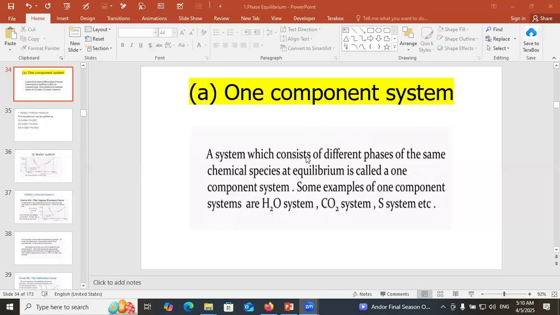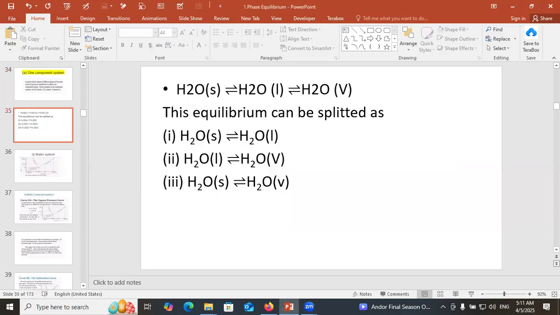Hello, one component system. A system which consists of different phases of the same chemical species at equilibrium is called a one component system. Some examples of one component systems are the water system, carbon dioxide system, sulfur system, etc. For example, water: solid, liquid, vapor. This equilibrium can be split as water solid into water liquid, liquid into vapor, solid into vapor.